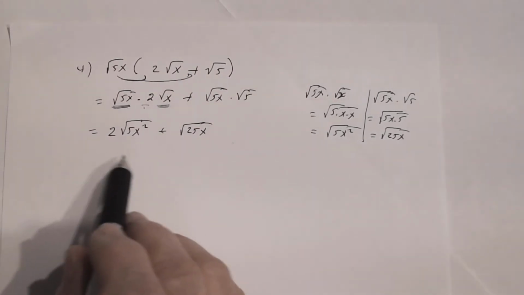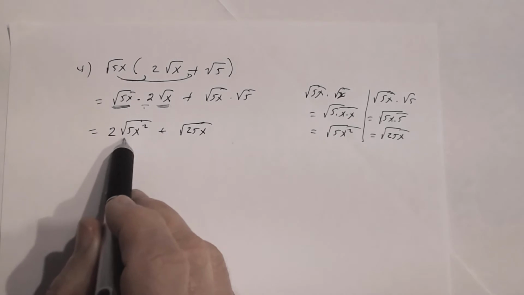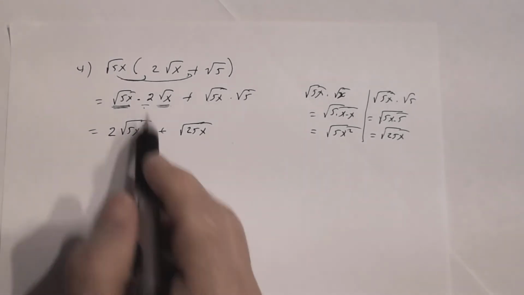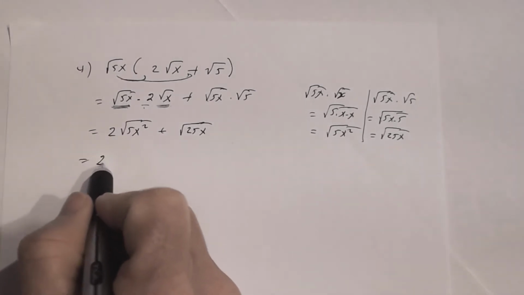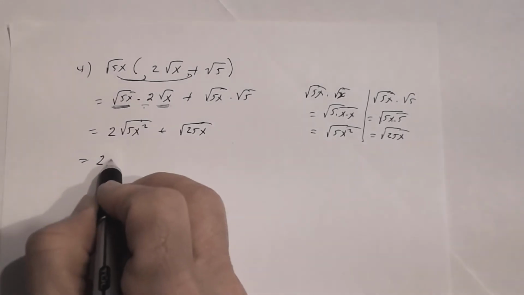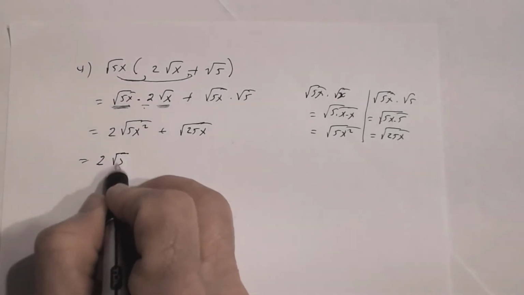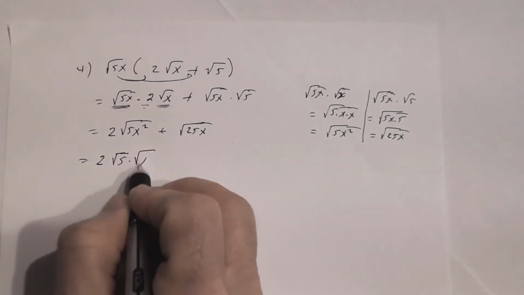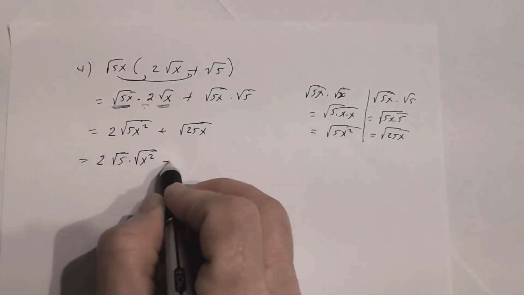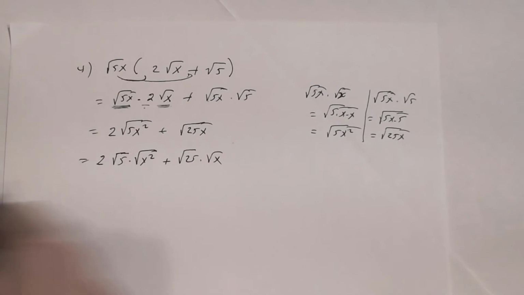Okay, now the next thing is to simplify these radicals. So now I'm going to rewrite this using the product rule again. So what I mean is this. I'm going to rewrite this as 2 times, and then this product, the square root of the product, I'm going to write it as the product of each square root. So it'll be the square root of 5 times the square root of x squared. Okay? Plus, and the same thing here, the square root of 25 times the square root of x. So the product rule.